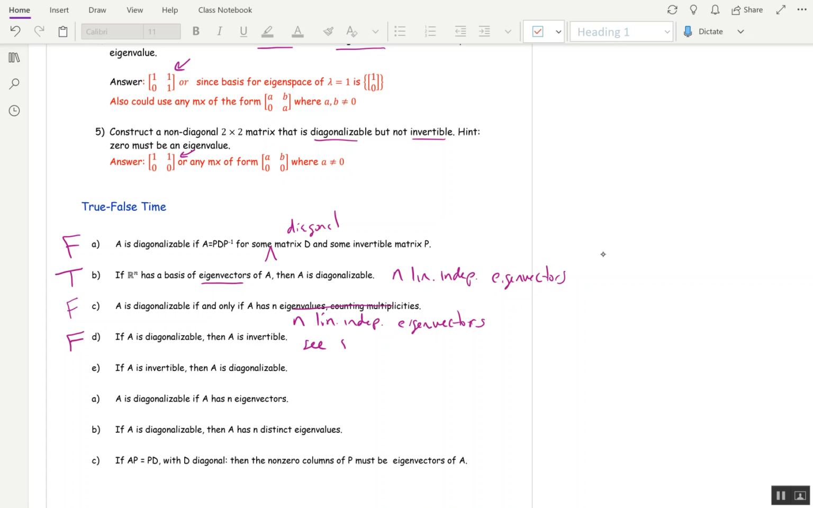See C5 above. So example 5 right above this section. And then this one's false too. See C number 4 above. All right, now I guess we're going back to A for some reason. A is diagonalizable if A has n eigenvectors. Well, that's false. They have to be linearly independent eigenvectors.